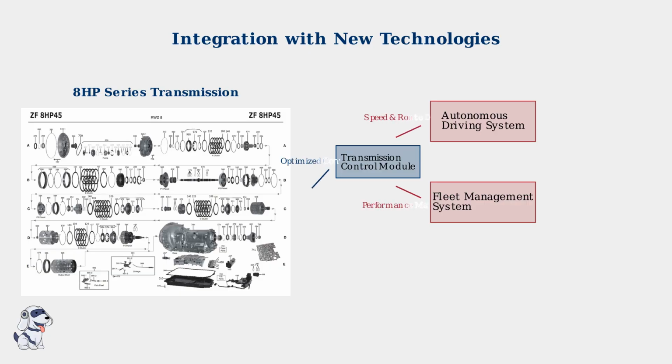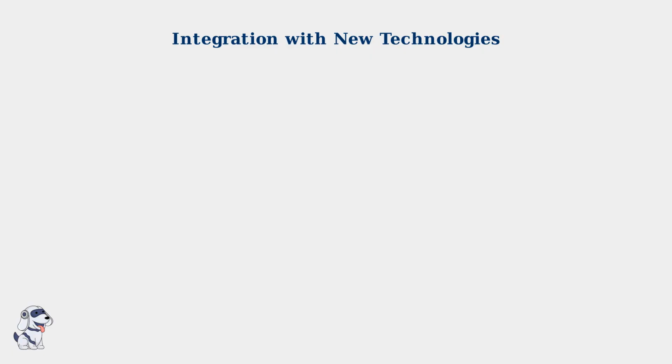Data flows continuously between these systems. Autonomous driving systems provide speed and route information, while fleet management systems monitor performance metrics. The transmission responds with optimized control strategies. Let's examine how this integration works in practice with fleet management systems.